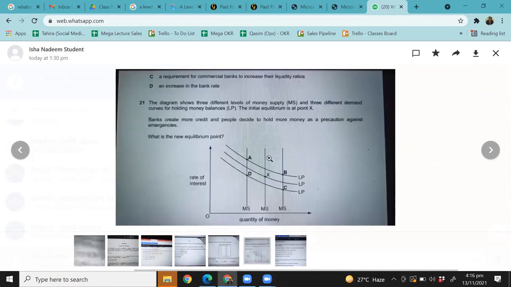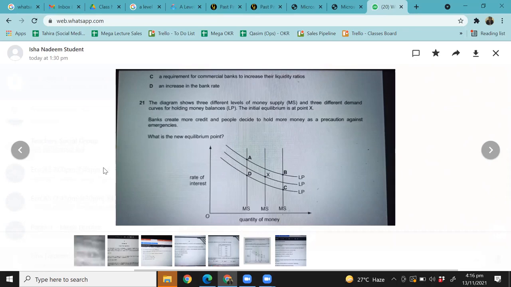Okay. So the next question is this. The diagram shows 3 different levels of money supply, MS, and 3 different demand curves for holding money balances. The initial equilibrium point is at X. Banks create more credit and people decide to hold more money as a precaution against emergency. What is the new equilibrium? Should be simple. You tell me, Arbab.